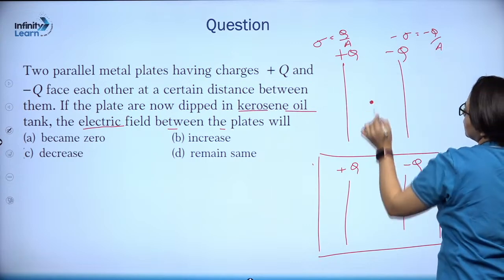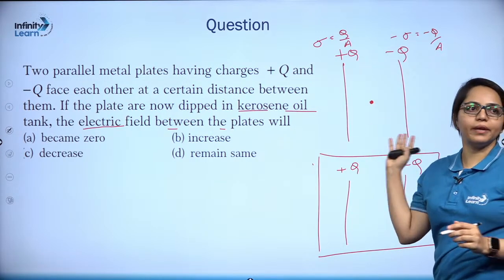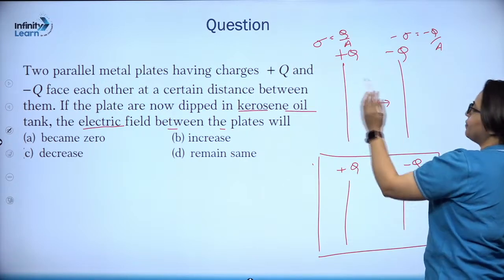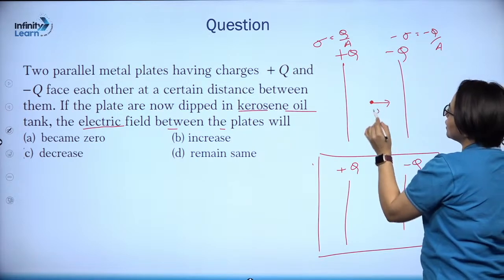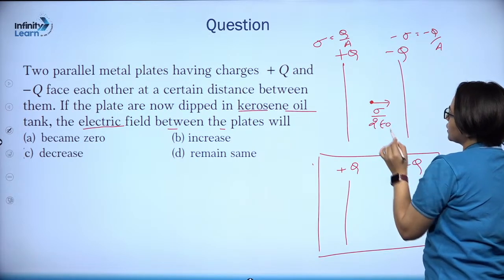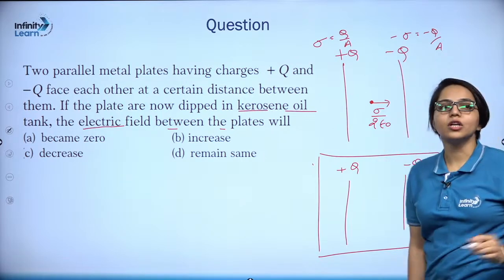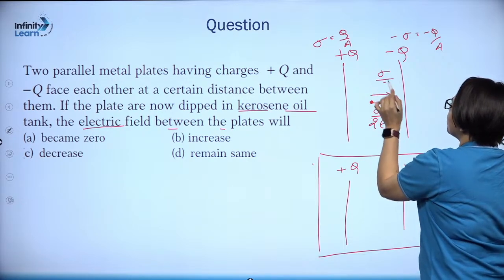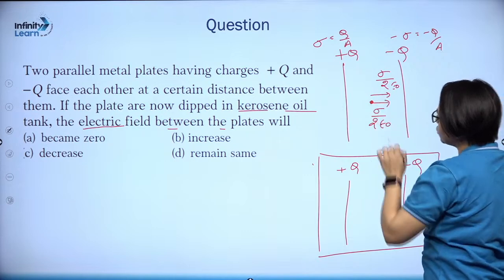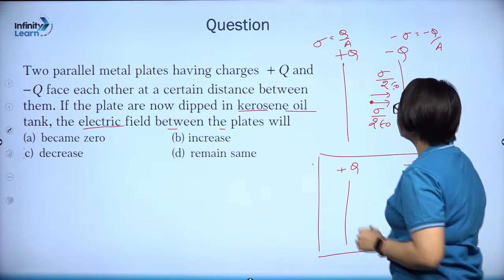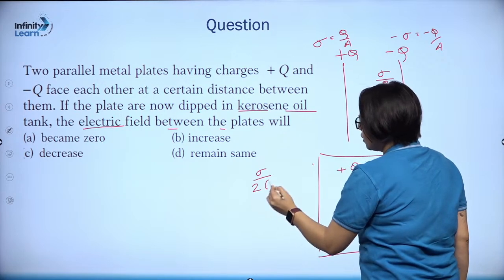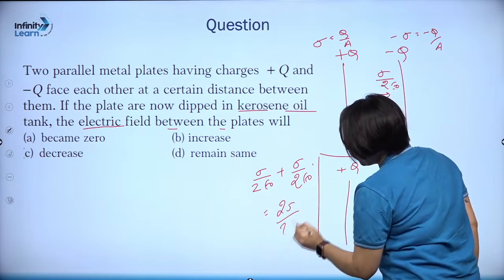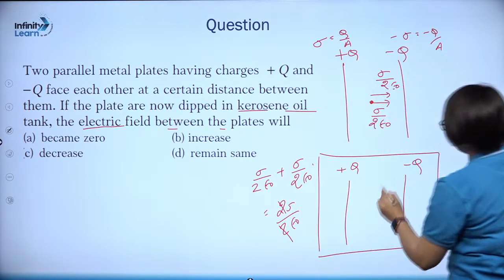So between the plates, if I am considering these two identical plates, then because of this positive charge, electric field will be away from it, right? And that is sigma upon 2 epsilon naught. Similarly beta, because of negative charge, electric field will be towards it, and that will be again sigma upon 2 epsilon naught. So what is the net electric field between these two identical plates? It is sigma upon 2 epsilon naught plus sigma upon 2 epsilon naught, that is 2 sigma upon 2 epsilon naught. So it is sigma upon epsilon naught, right?